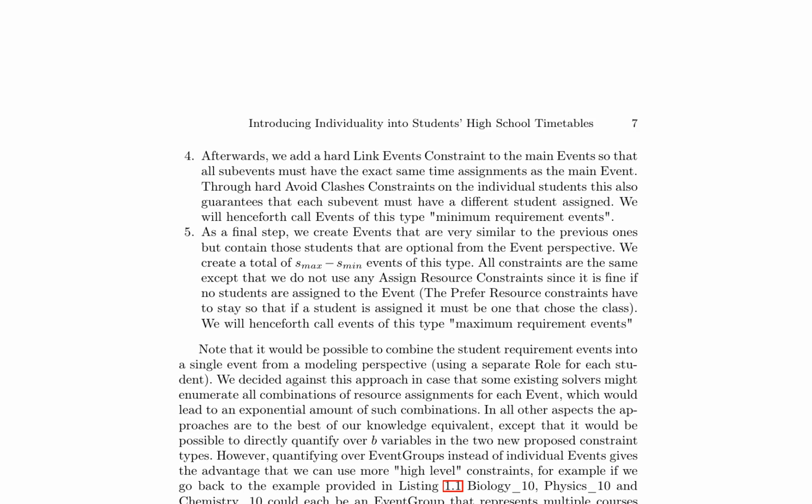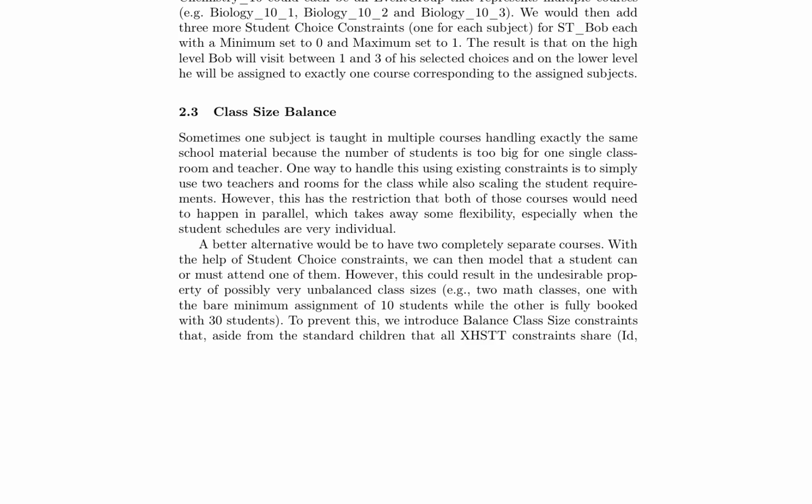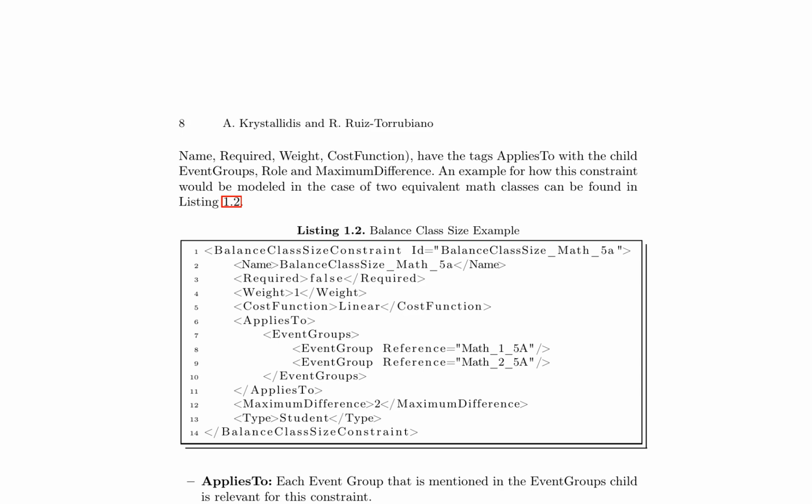The research discusses introducing individuality into students' high school timetables by incorporating constraints that ensure each student has a unique schedule. This involves creating minimum requirement events and maximum requirement events to manage student choices and resource allocation. The approach avoids combining student requirements into a single event to prevent exponential enumeration of resource assignments. Instead, it uses student choice constraints to allow students to choose between classes while ensuring a balance in class sizes.